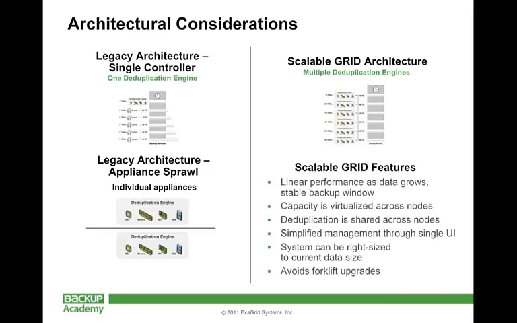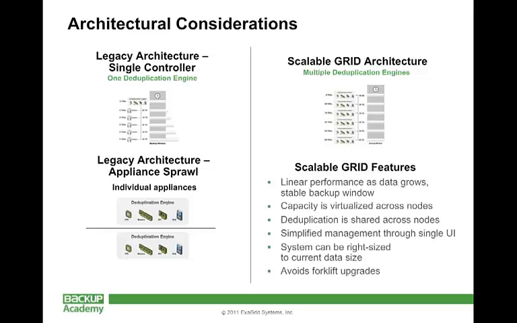In this grid-based example here on the right, as the data has grown, the throughput of the system has grown in lockstep. The result is that you have linear performance as your data grows. The ability to have a stable backup window. If you achieve a 6-hour backup window at 20 terabytes of data, the system will accommodate a 6-hour backup window at 40 terabytes of data and 60 terabytes of data.